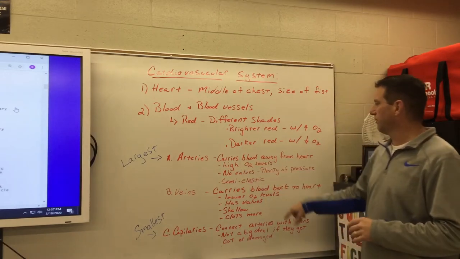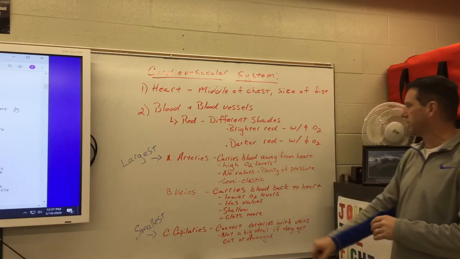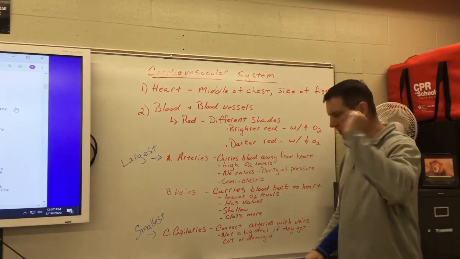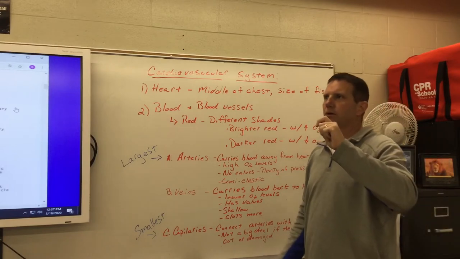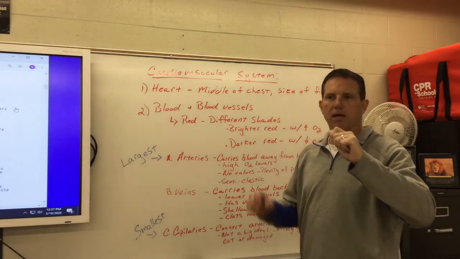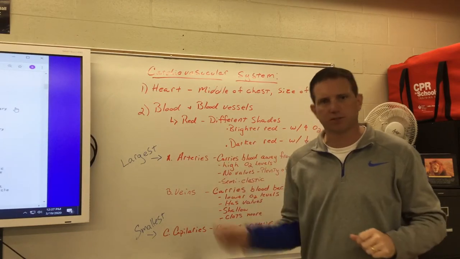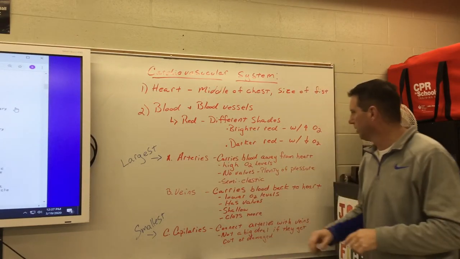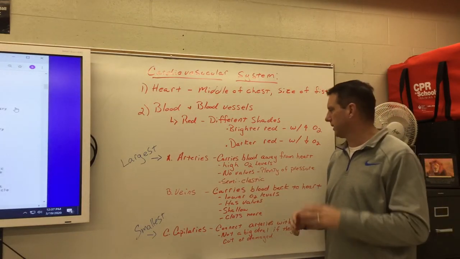Arteries have high oxygen levels. We don't need valves. We'll get to valves in a second, but we don't need valves because we have plenty of pressure. The blood's coming from the heart with plenty of pressure coming out. It would be like water coming out of a fire hydrant. Tons of pressure. We don't have to worry about the pressure. Okay, and these arteries are semi-elastic, and we're going to talk about that later.